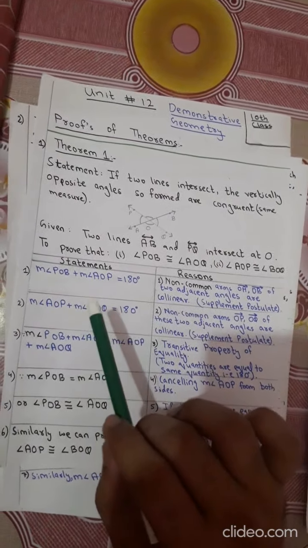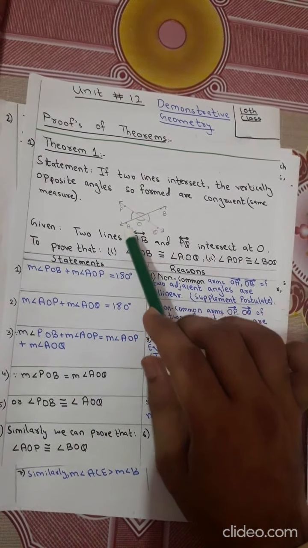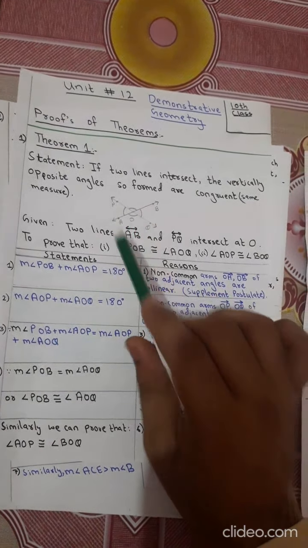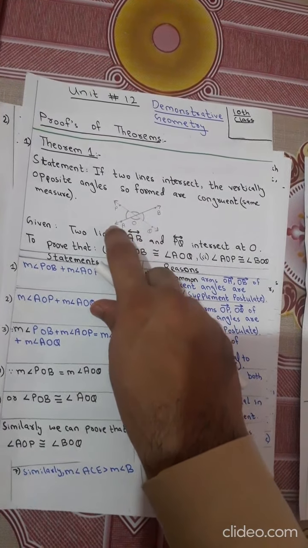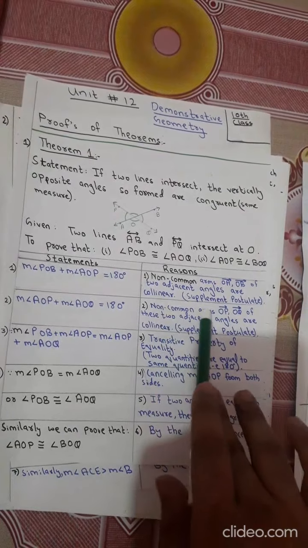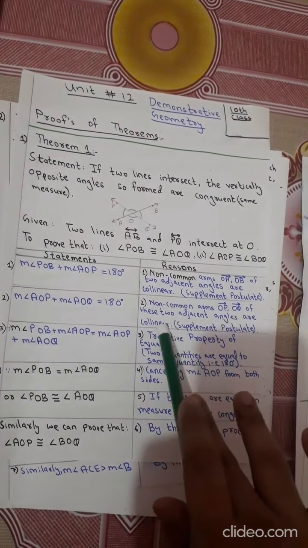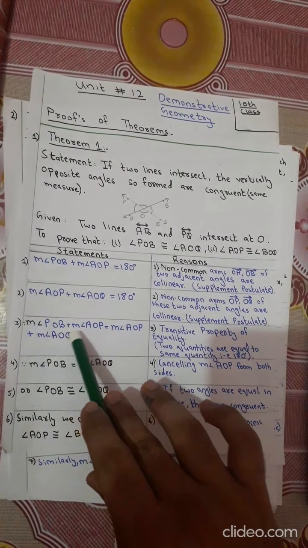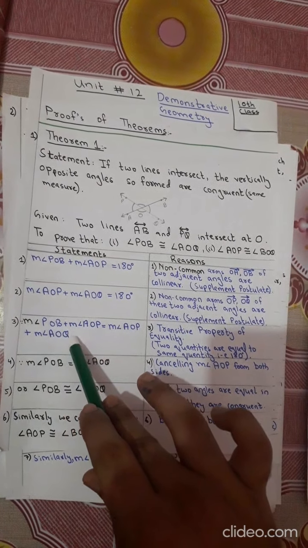Similarly, measure of angle AOP plus measure of angle AOQ: these angles are on this line PQ. On this line PQ there are two adjacent angles POA and AOQ. These are also supplementary angles. So I have written: non-common arms OP and OQ of two adjacent angles are collinear, supplement postulate again. So measure of angle POB plus measure of angle AOP equals measure of angle AOP plus measure of angle AOQ.